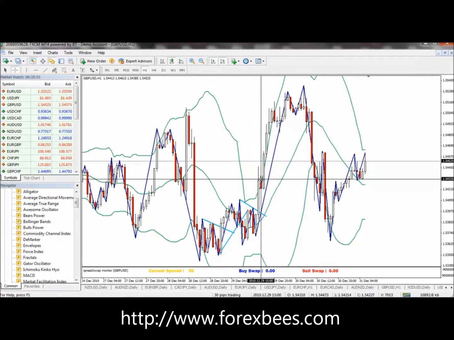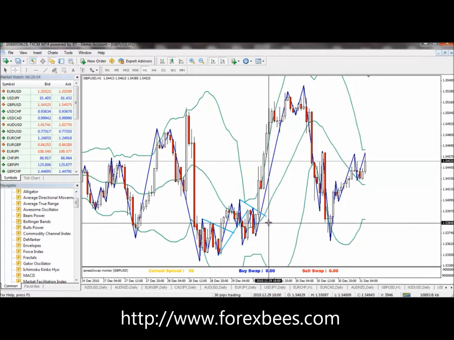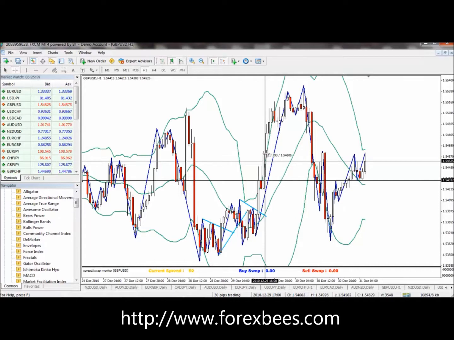So if this is your entry point, the stop loss should be here, and you can either exit the trade at this point, or just move your stop loss from here to the break even point. Once you move your stop loss to the break even point, you don't need to worry much. You can leave your trade like that.